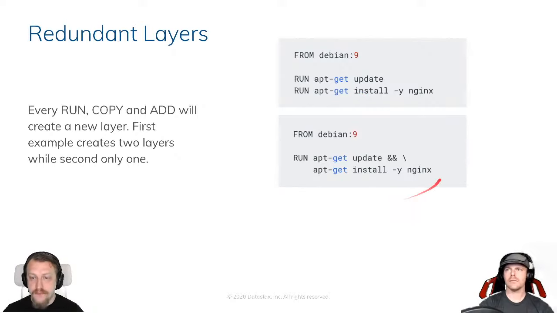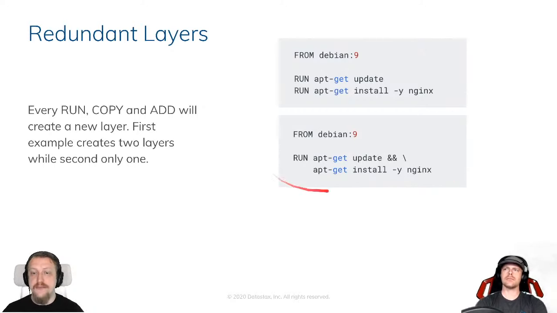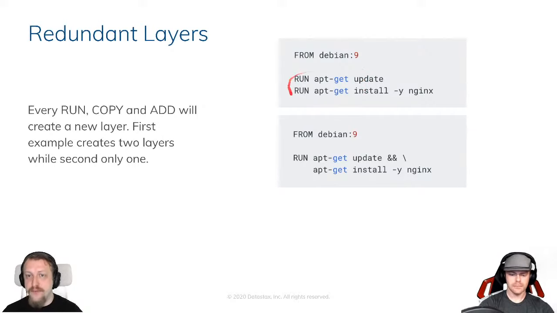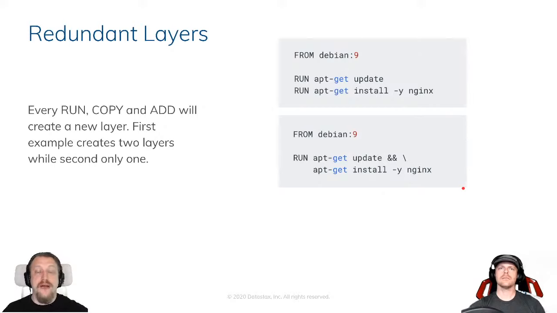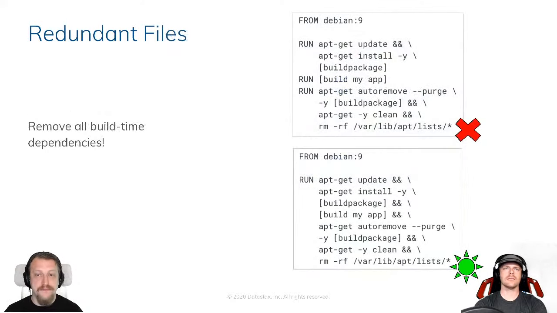The second example does them both in a single run statement, which gives you one single layer of the same size, but well, not exactly the same size. It will be smaller than the combination of both together. And that's a pretty good practice, to combine run operations together. I will show you, there are some tricks later on how to do that.